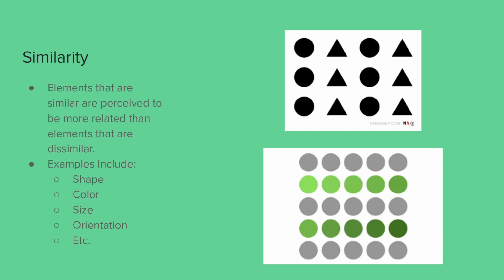In my images here on the right, on the top, the black circles are similar to the other black circles, and the triangles are similar to the other triangles. If we really want to get into this principle, we can also say all of the elements of this image are similar because they are all roughly the same shape and color. The lower image is similar to the one above, just with color. The green circles are similar to the other green circles, and the gray circles are similar to each other as well. Like I stated earlier, you could dive a little deeper into this example as well and say that they are all similar because they're all circles of the same size.